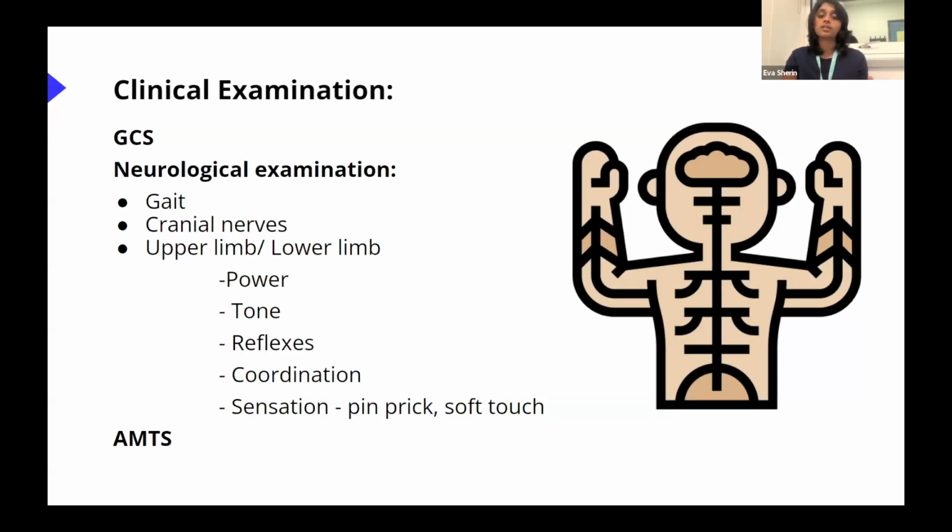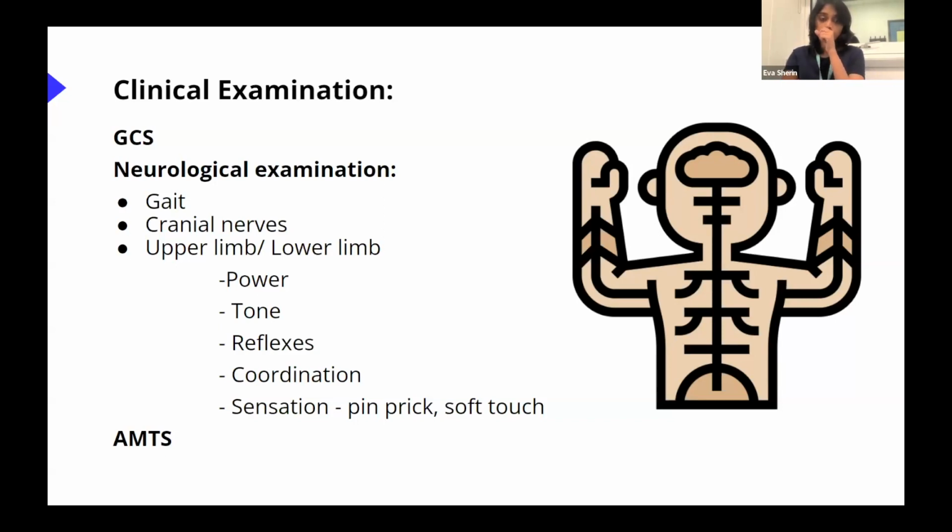This is something that I find easy to remember. So you just check for power, tone, reflexes, coordination, and sensation. Especially being in neurology, for sensation, you definitely have to check pinprick and soft touch. So you can always just borrow a neuropin or a cotton from the ward and go ahead with your examination.